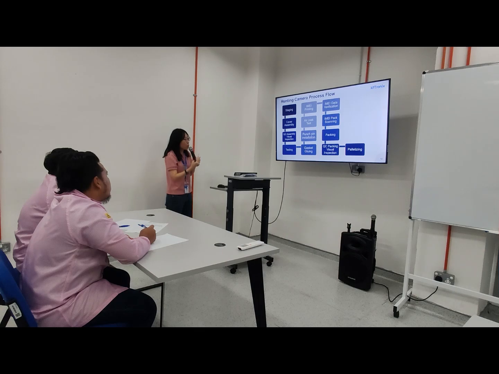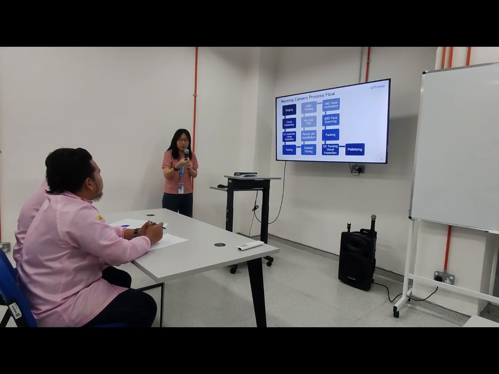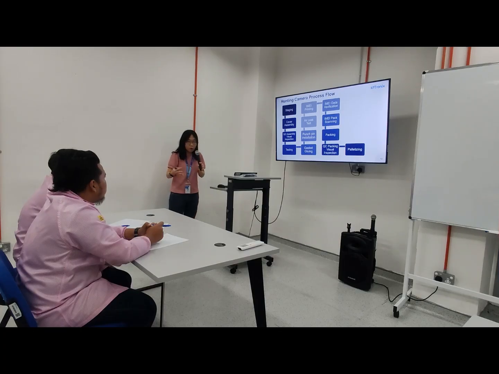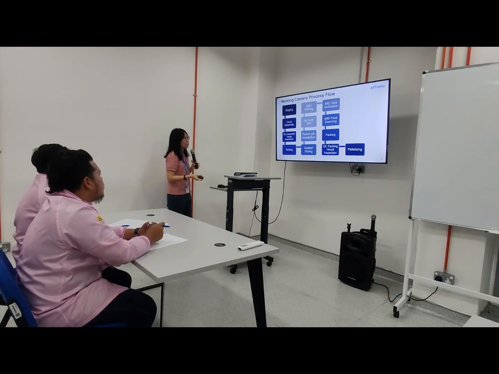Next, after verification, we'll proceed with packing scanning. This is not the packing check itself, but a scanning system for packing. After this scanning, we'll proceed with the real packing process. And then after packing is complete, QC needs to check all the accessories inside the packing, for example the manual book, the logo sticker, chemical or anything inside the packing. After packing is completed, we will go for palletizing. Okay?